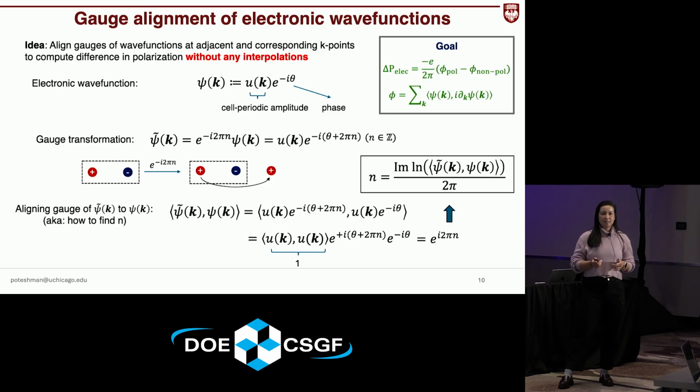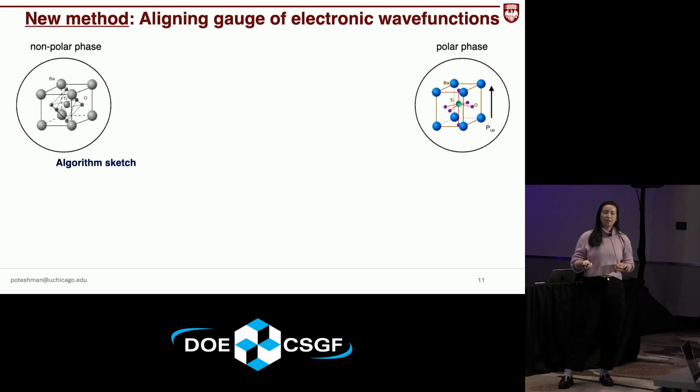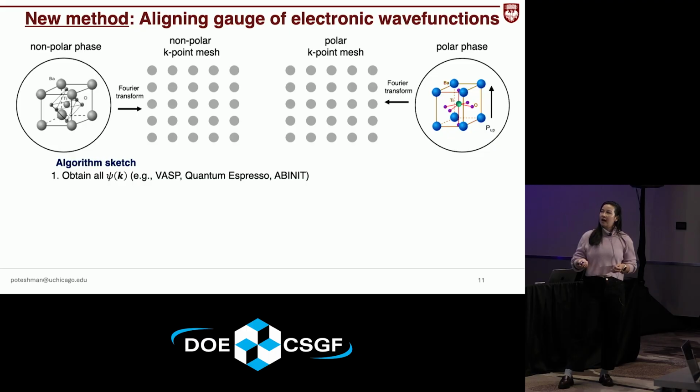And we take this insight and say, okay, in our problem, if we can align the gauge of wave functions that are not exactly the same, but pretty close to each other, we can extend this method to align wave functions that are close together in space and propagate that out until all of our wave functions are gauge aligned. And to quickly sketch what this looks like, we take our polar and our nonpolar phases. We have a series of k points, and we have wave functions at each of these k points. A priori, we don't know what gauge these are written in, and they could all be written in different gauges, and our goal is to write them all in the same gauge.